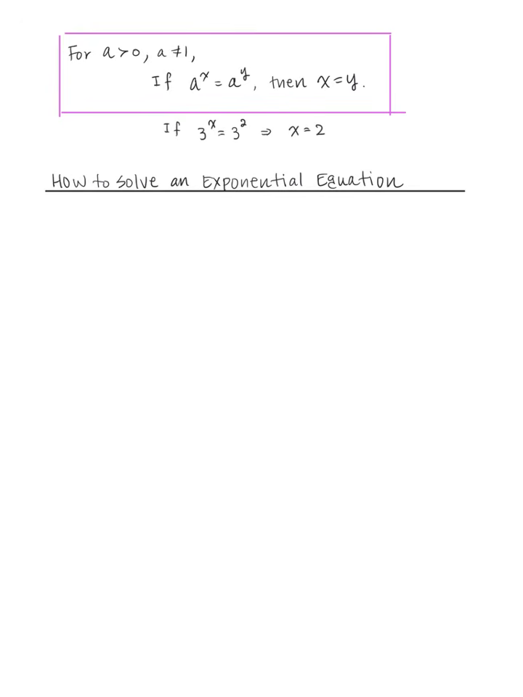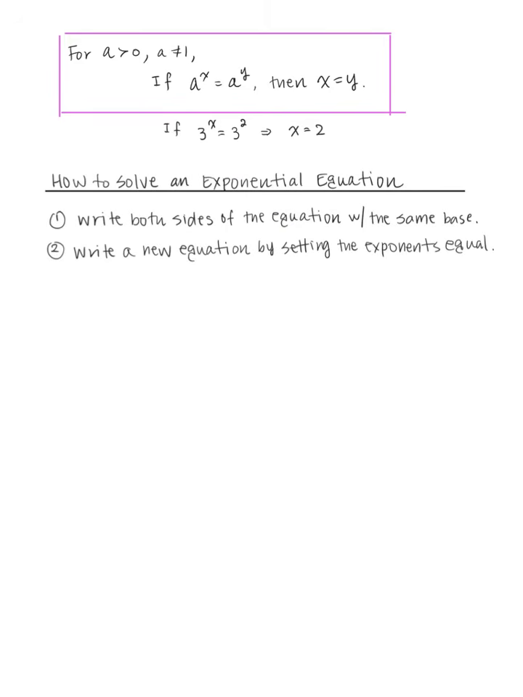Now here are some simple steps to solve an exponential equation. Step 1, write both sides of the equation with the same base. Sometimes you cannot equate the bases, so in that case, we're going to try something else. Step 2, write a new equation by setting the exponents equal. Step 3, solve the equation. And step 4, check the solution. I think the best way to learn this is by doing a bunch of examples, so let's get started.